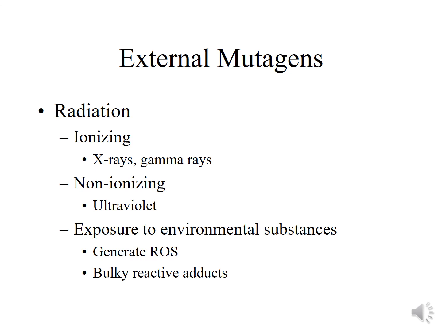There's also exposure to environmental chemicals. Some chemicals interact with cellular molecules to generate reactive species, and other chemicals can covalently bond to the DNA, forming a DNA adduct that may be bulky and cause distortion of the DNA helix. Cigarette smoke and automobile fumes, for example, have large aromatic hydrocarbons that can bond to DNA. Electrophilic alkylating agents can result in base cross-linking.